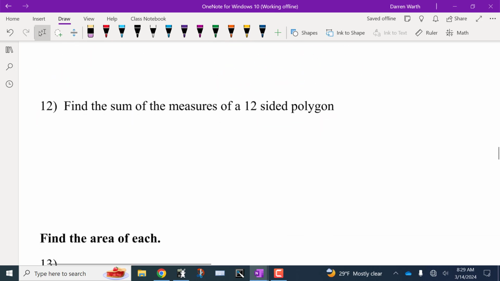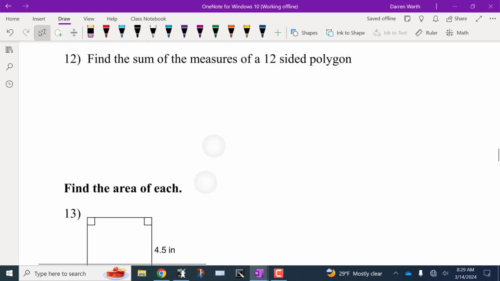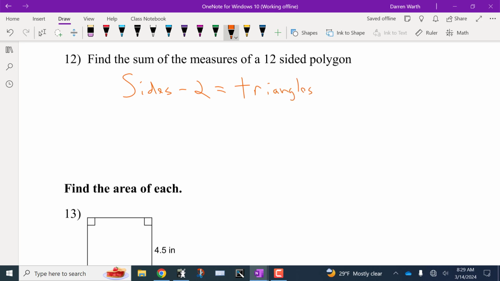Okay, on number 12, it says find the sum of the measures of a 12-sided polygon. So remember, whenever you're finding the sum of the measures of a 12-sided polygon, you can cut up your polygon into triangles. The number of triangles that you can cut it up into is 2 less than the number of sides. So you take your number of sides, and when you subtract 2, that's how many triangles that polygon can be made into.